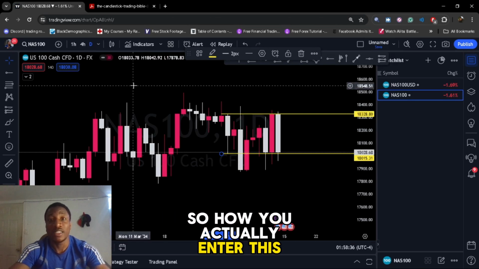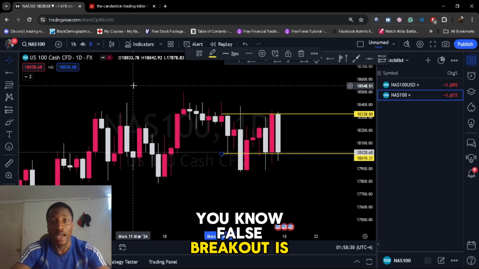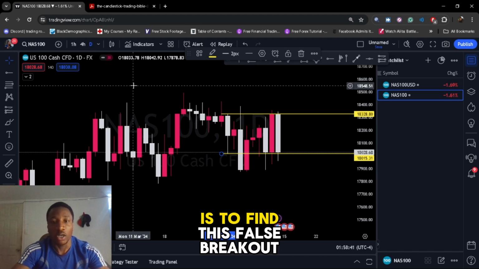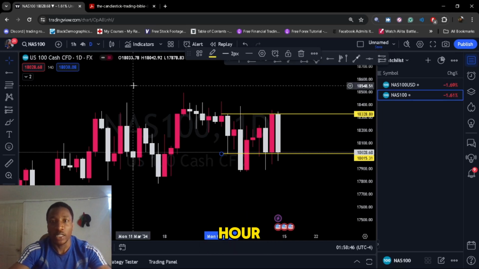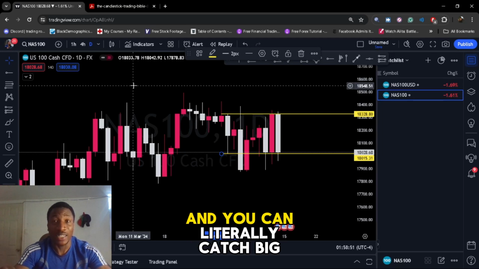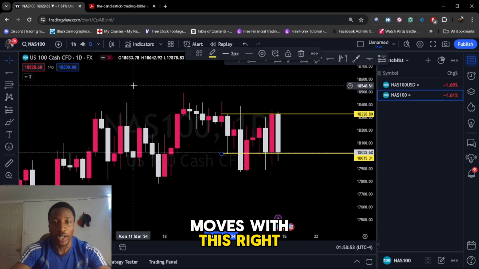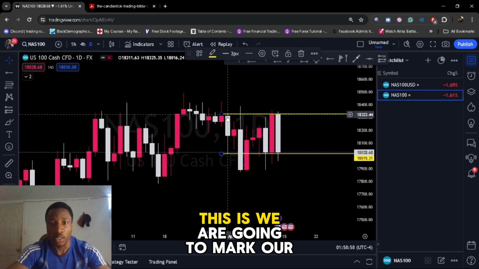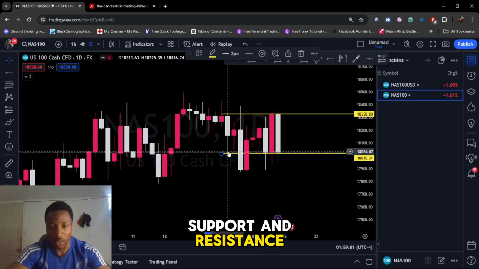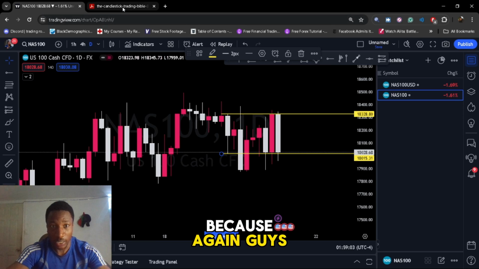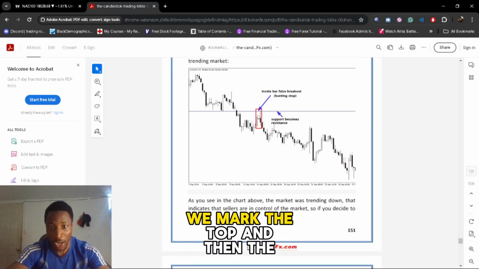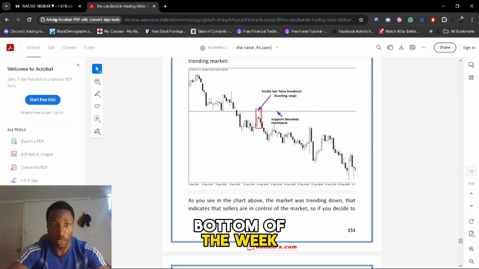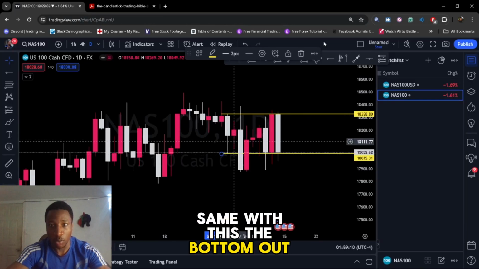How you actually enter this false breakout, what I advise people to do, is to find this false breakout either in the daily or the 4-hour, because the daily and the 4-hour candles really give big candles and you can literally catch big moves with this. Once we have figured out, okay, this is where we're going to mark our support and resistance, the reason is that when price presents that inside bar, we mark the top and then the bottom of the wick. Same with this, the bottom and top of the wick.